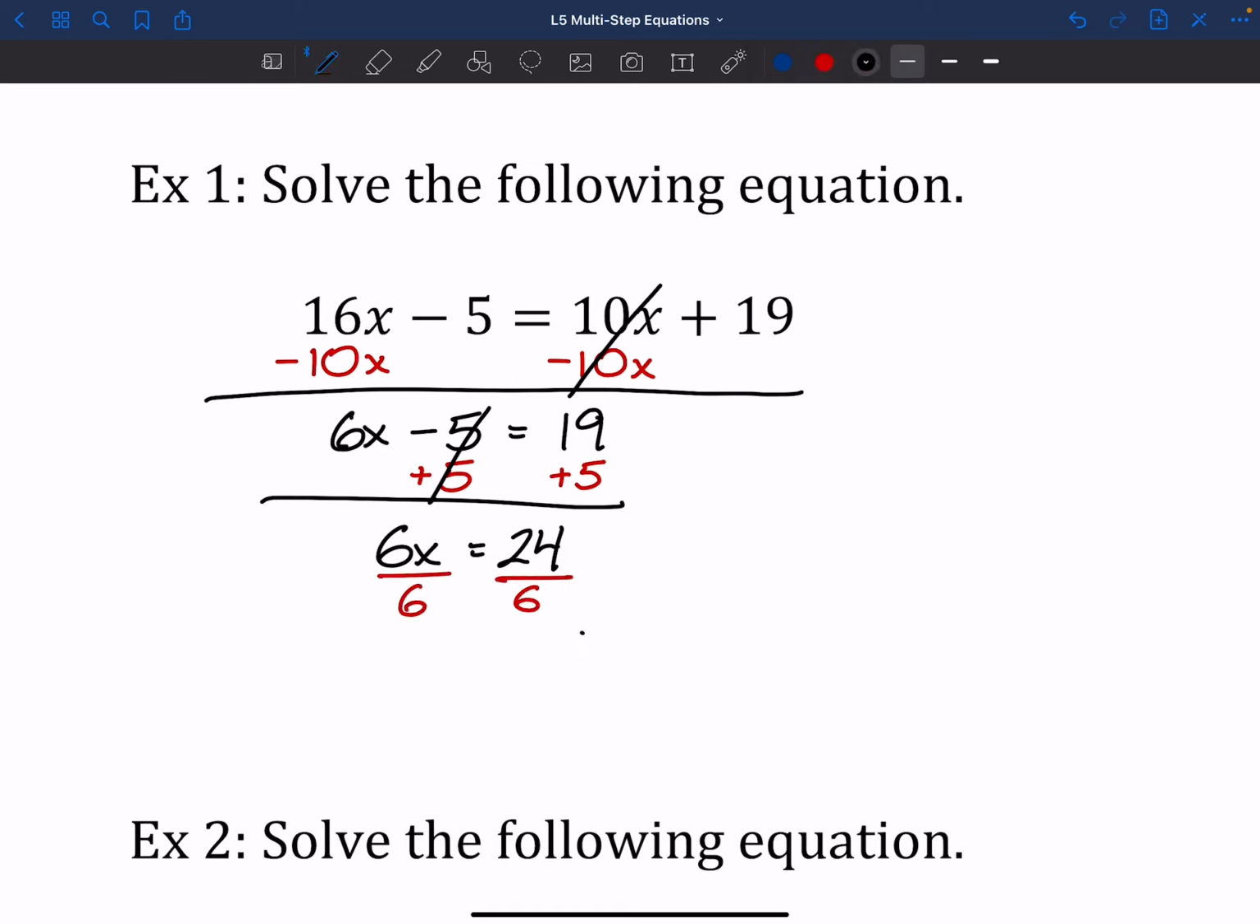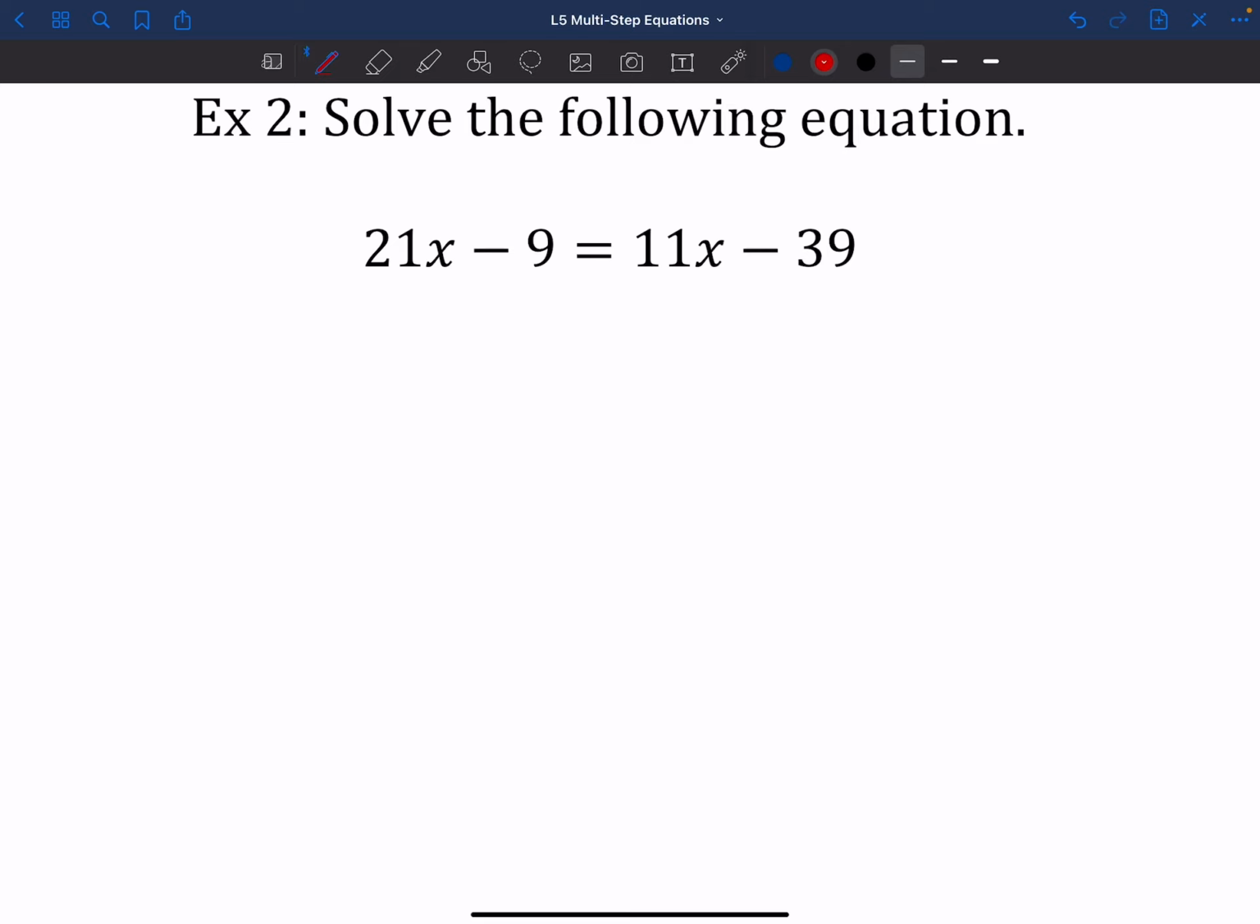Okay. What I'd like you to do, if you're feeling up to it, pause here and try out number 2, then unpause when you think you got it and you can check your work. If you're feeling a little shaky, follow along with me. So first things first, right? I'm thinking through that whole process.